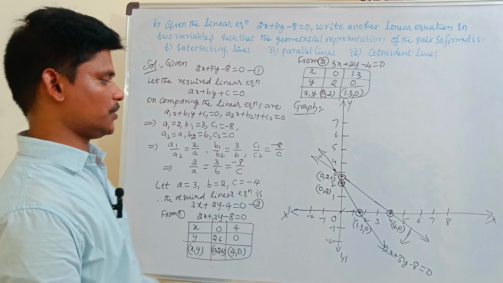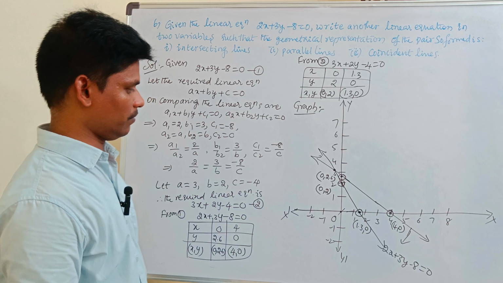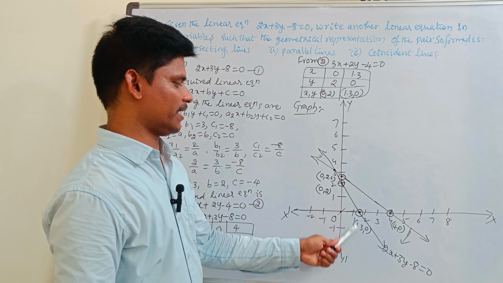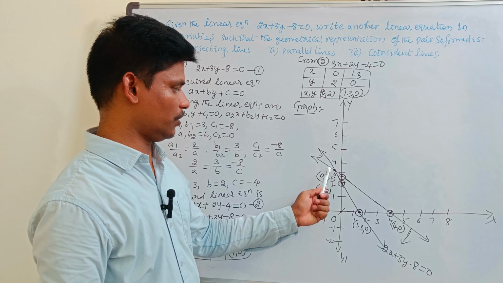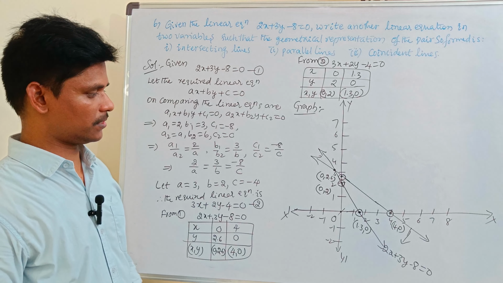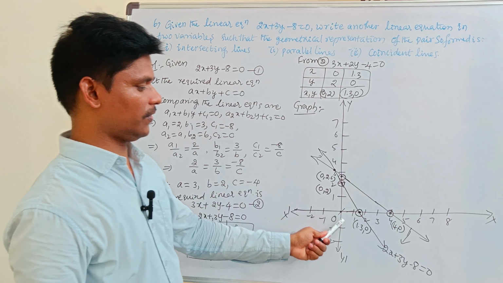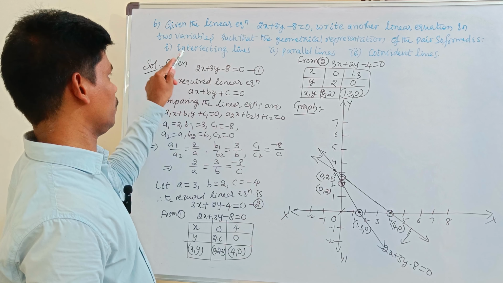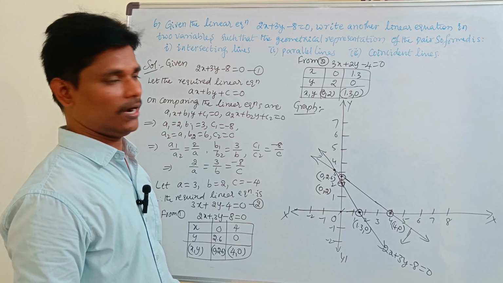Okay, observe these two lines in the graphical representation. What will happen here? Those two lines are intersecting at one point, that is a unique point. Those lines are intersecting lines. Okay, this is the graphical representation. That is the first one, intersecting lines.